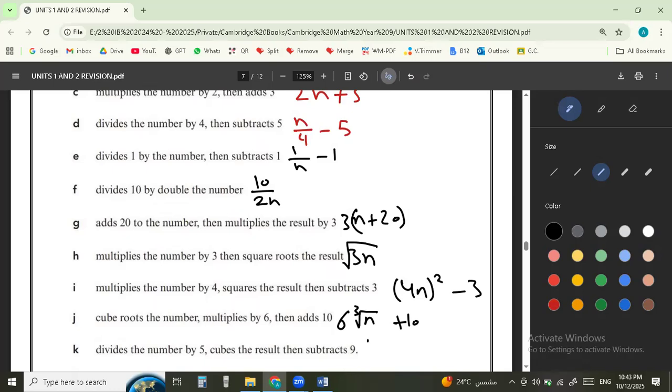Divides the number by 5. N over 5. Cubes the result. All is cubed. Then subtracts 9. Minus 9.